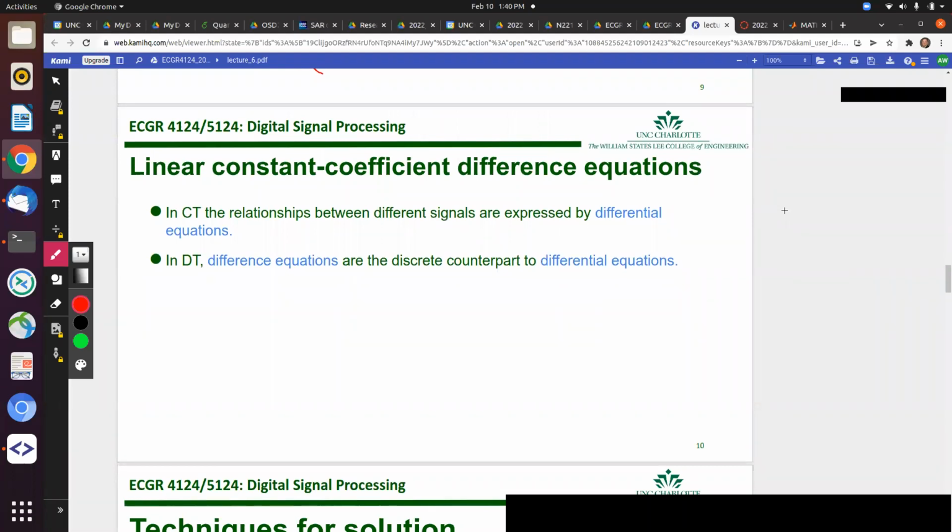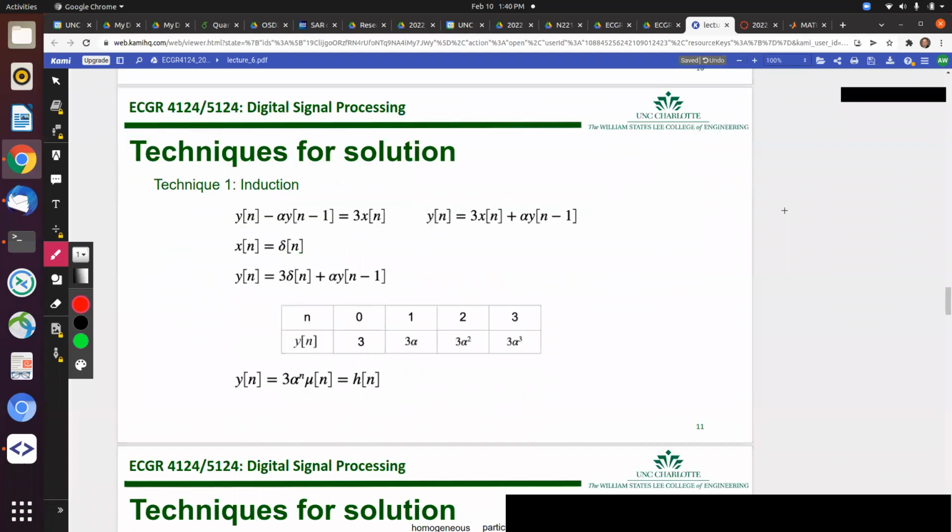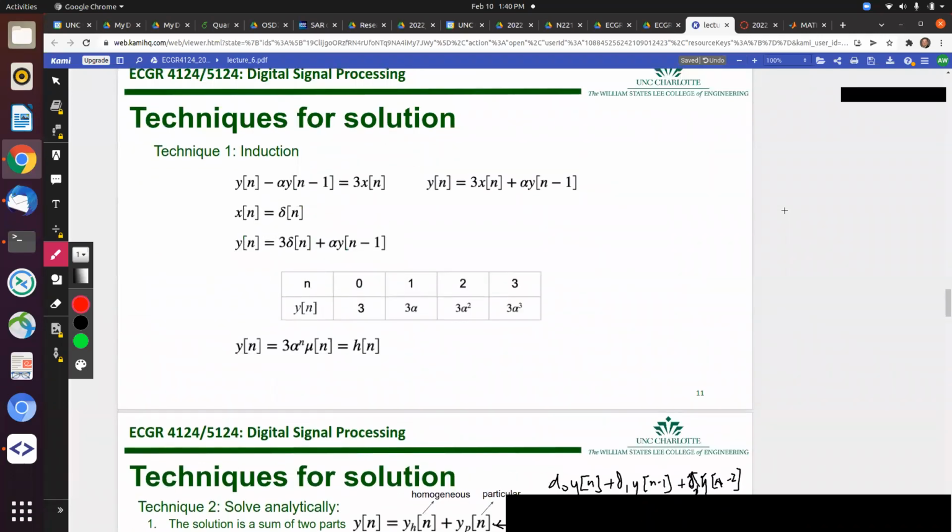Okay, so CT stands for continuous time. We talk about differential equations. In discrete time, we talk about difference equations. This is something obvious that we've harped on for a while. We did the technique of induction already, and here I'm showing the technique of induction formally as a lecture slide, where y is a function of a prior value of y, minus alpha y of n minus 1 times 3x of n. So this is our difference equation. Then I say, well, let's see if we can get the impulse response.